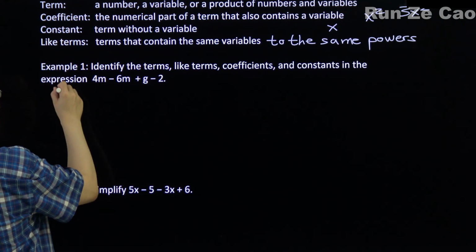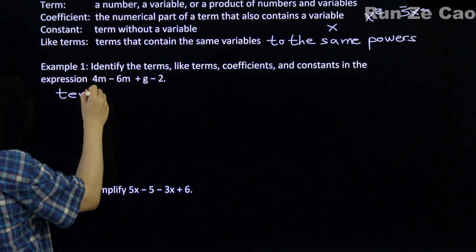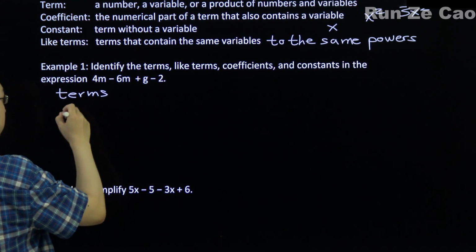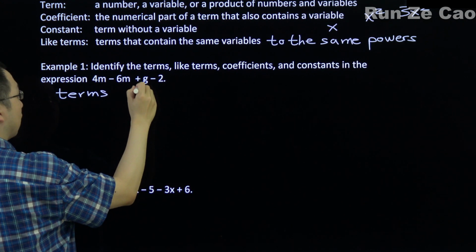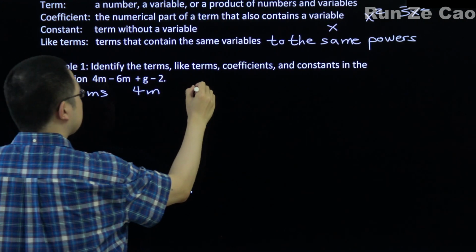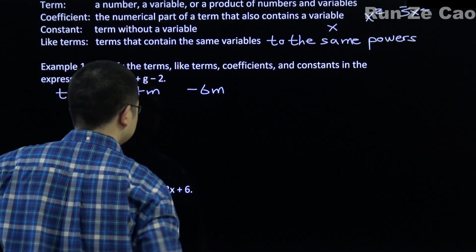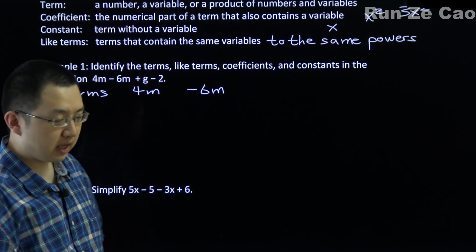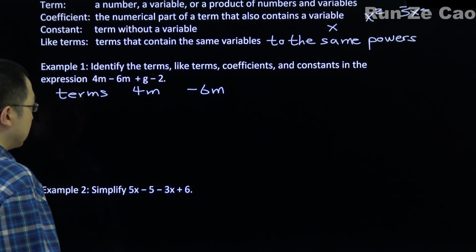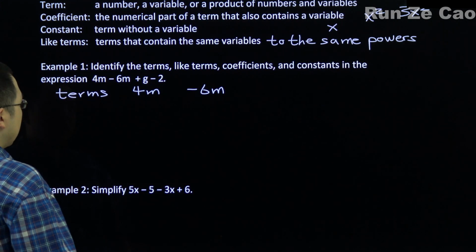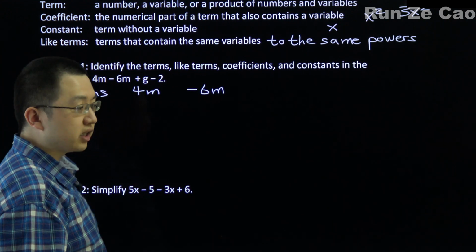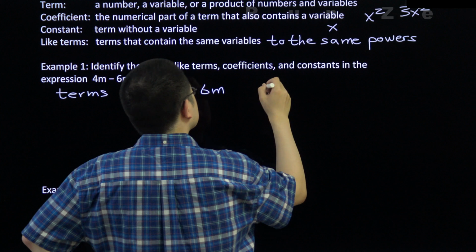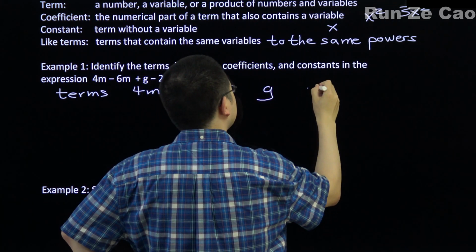Well, the terms are 4m, -6m. Because the negatives are counted as part of the coefficients, we consider terms to be linked really by just additions. g, and negative 2.